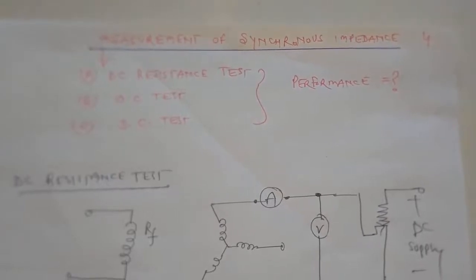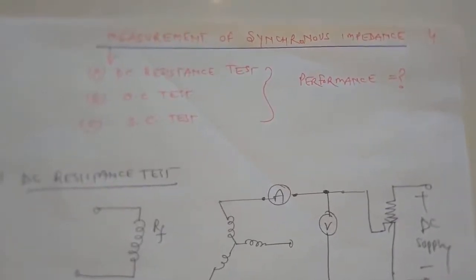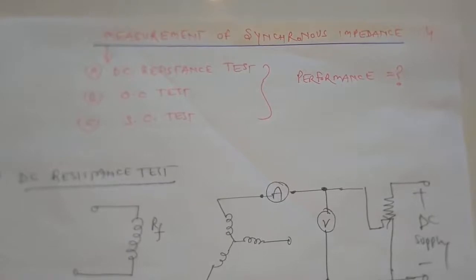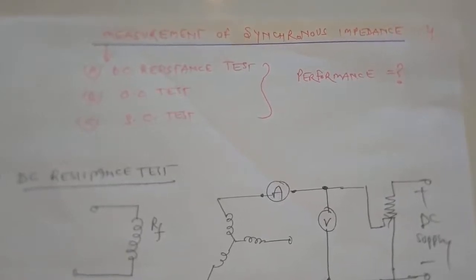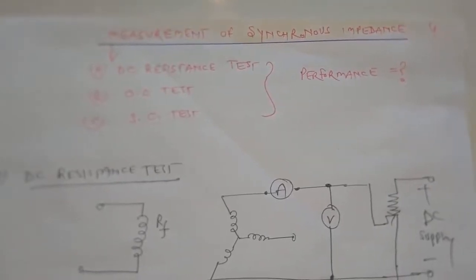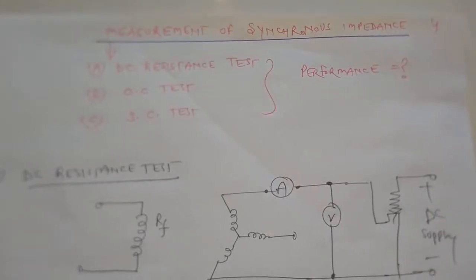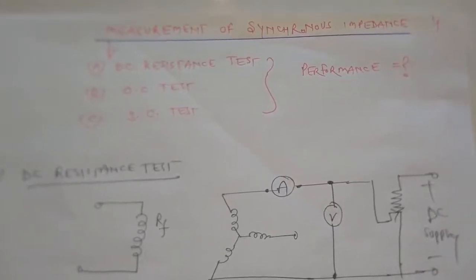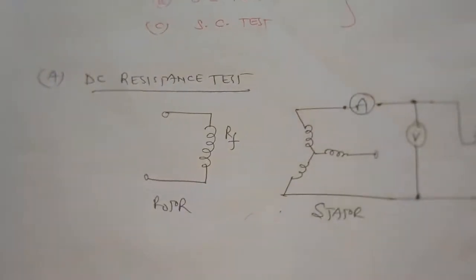Before finding the synchronous impedance, we need to go through three tests: the DC resistance test, the open circuit test and the short circuit test. These tests are very necessary to find out the exact performance of the synchronous machine. So first of all, I am taking the DC resistance test.